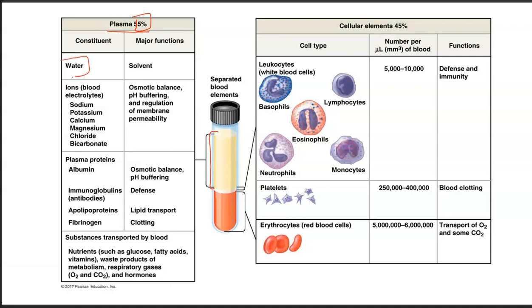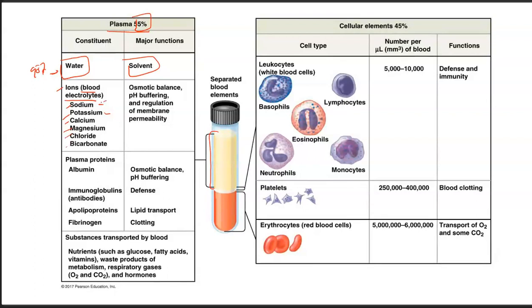Most of it is water. The water functions as a solvent. If I am not mistaken, it is 90%, you can go up and refer. And then the rest of your blood plasma contains ions. The ions function as electrolytes, such as sodium and potassium. In the previous chapter, we looked at the function of sodium and potassium, such as their involvement in the generation of action potential. And then you have calcium, magnesium, chloride, and bicarbonate.